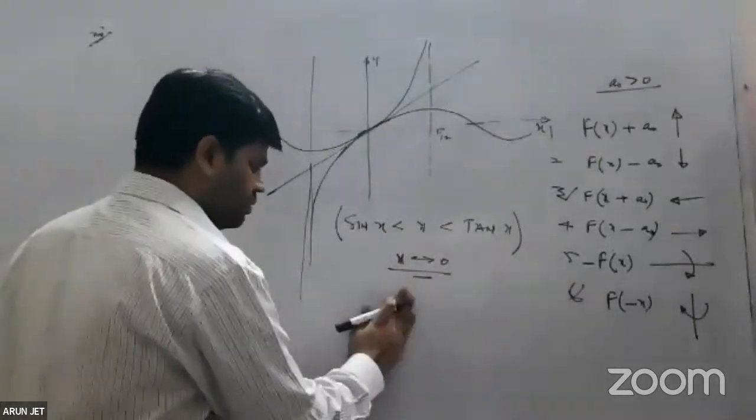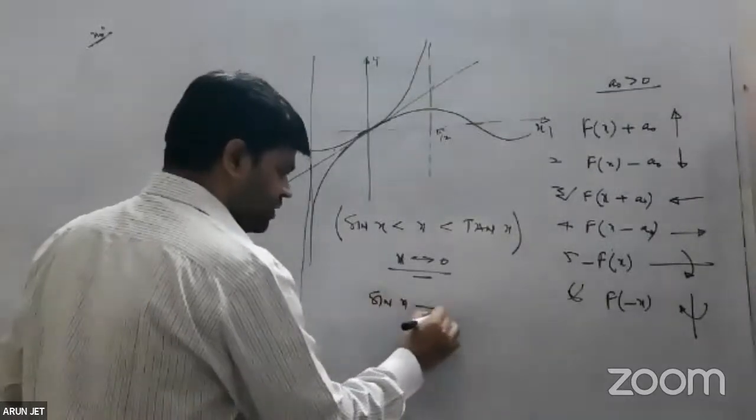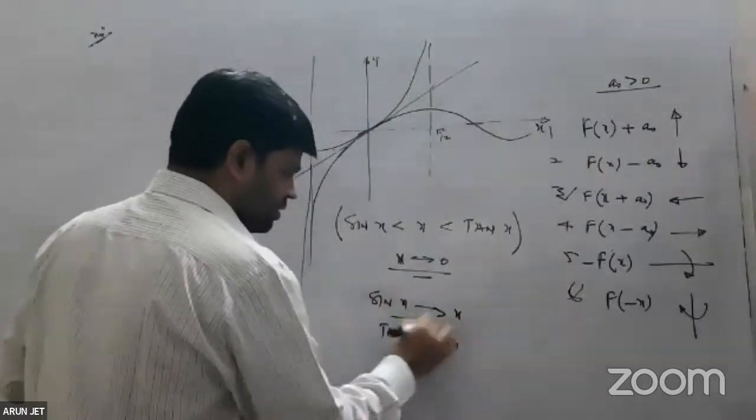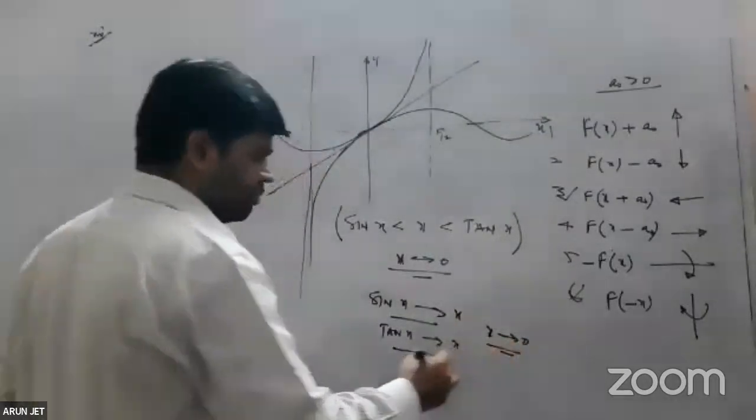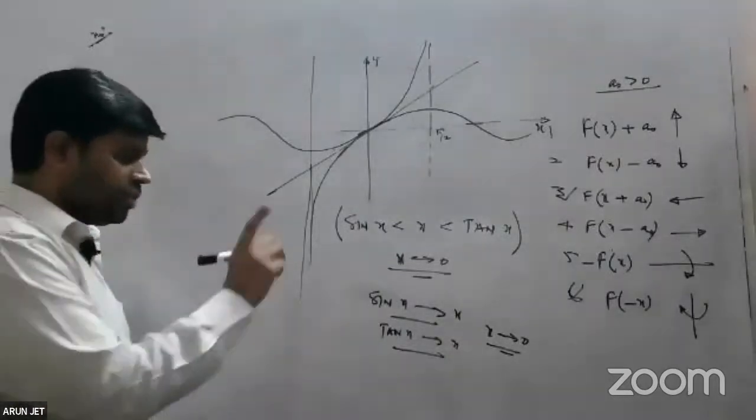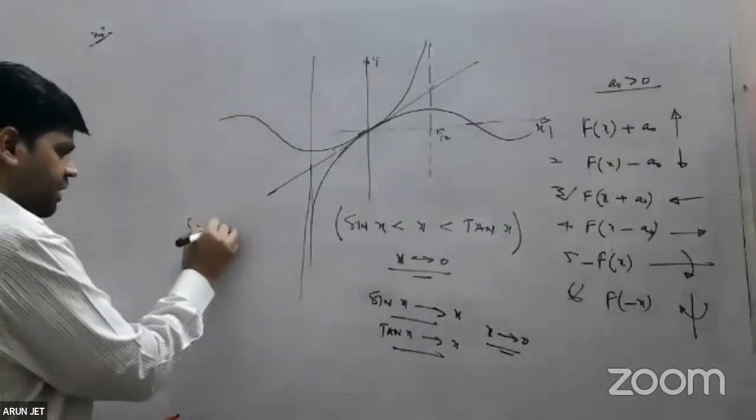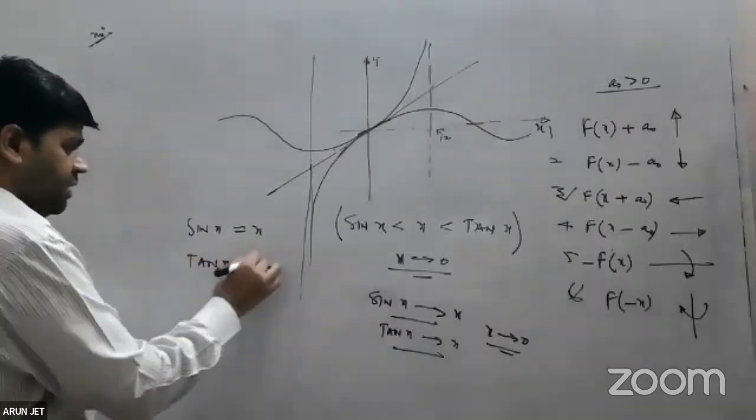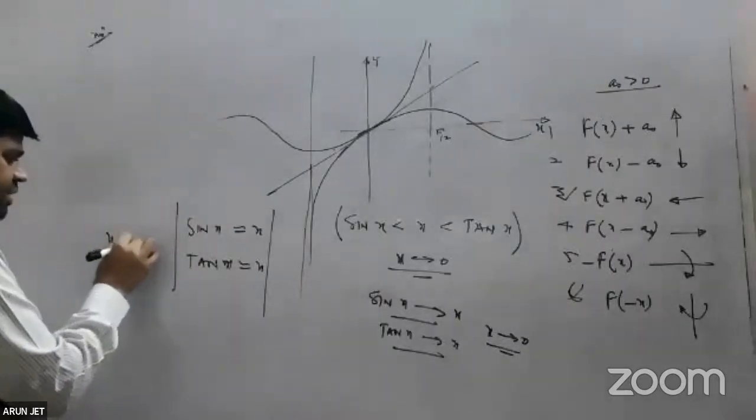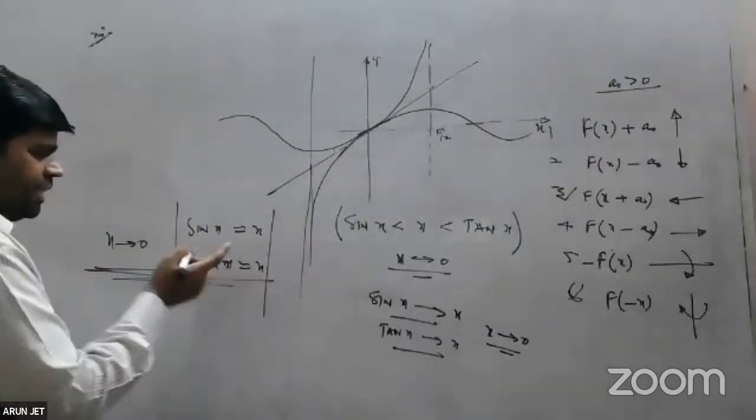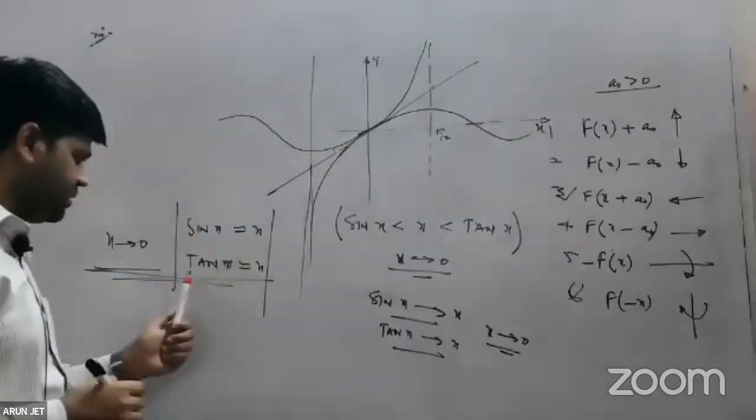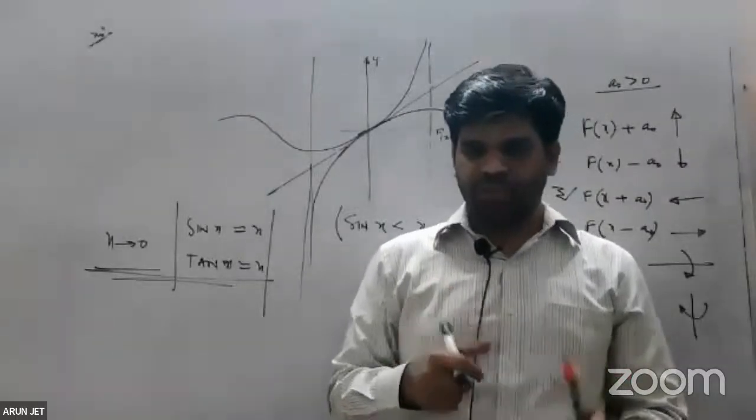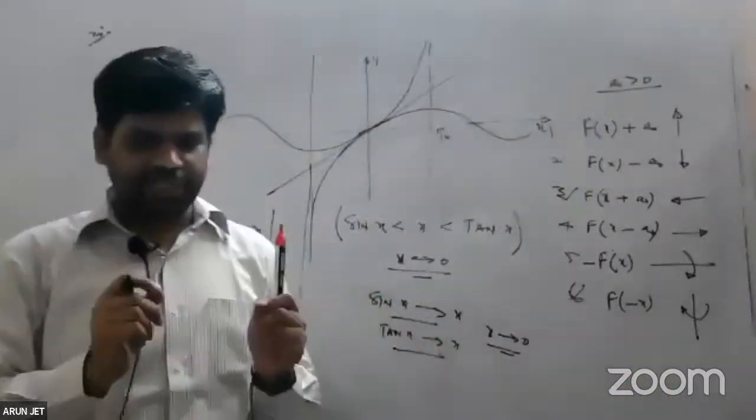So sin x tends to x and tan x tends to x as x tends to 0. So I can approximate sin x by x, and tan x is approximated by x, when x tends to 0. Only when x tends to 0, I can replace sin x by x, tan x by x with an approximation. That's an approximation, so you will have some error creeping in, but that's an approximate value.